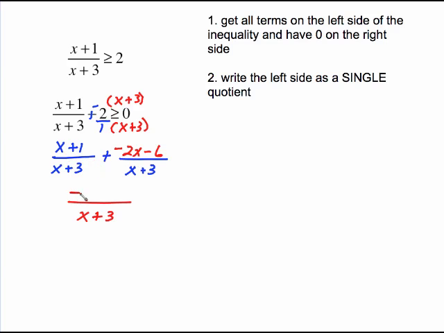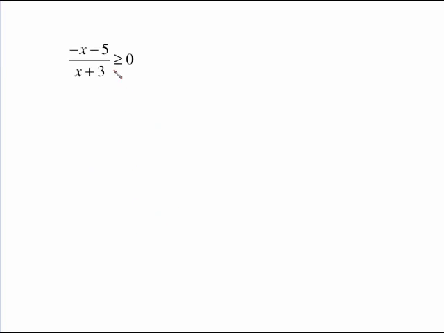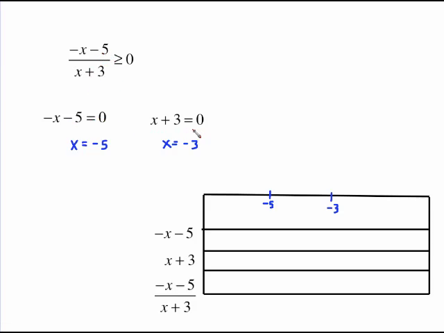X plus negative 2x is negative x. 1 minus 6 is negative 5. This is still greater than or equal to 0. So now we're ready to complete it over here on this side. At this point we follow the steps of setting the numerator equal to 0, setting the denominator equal to 0, and then solving those.